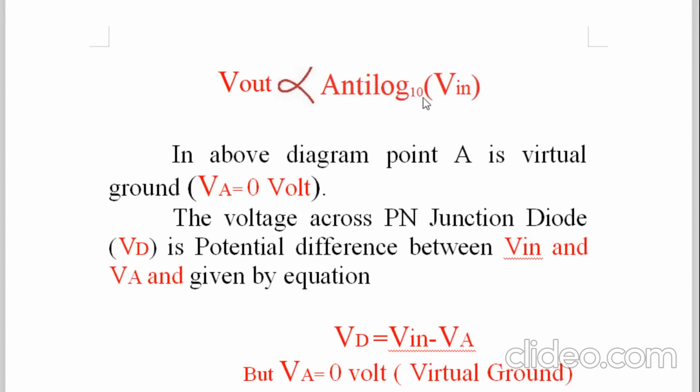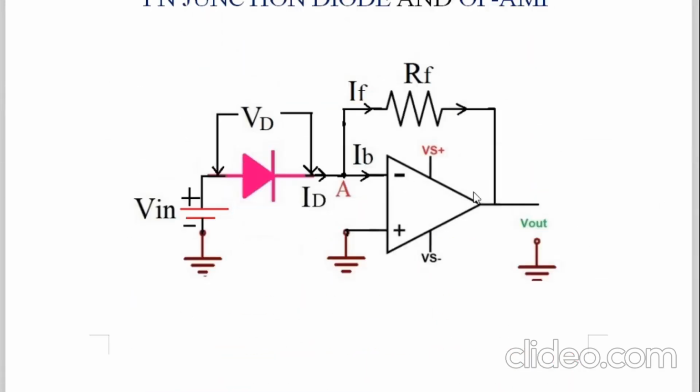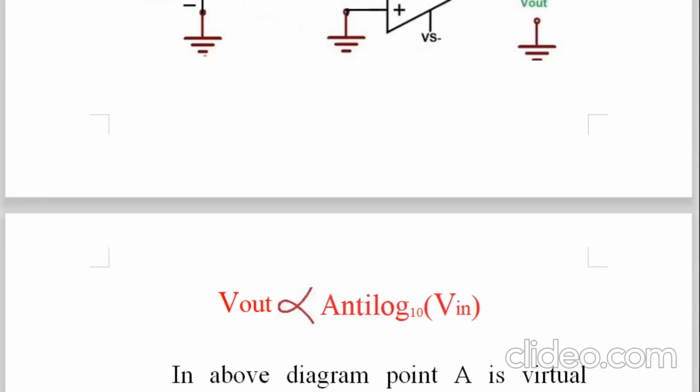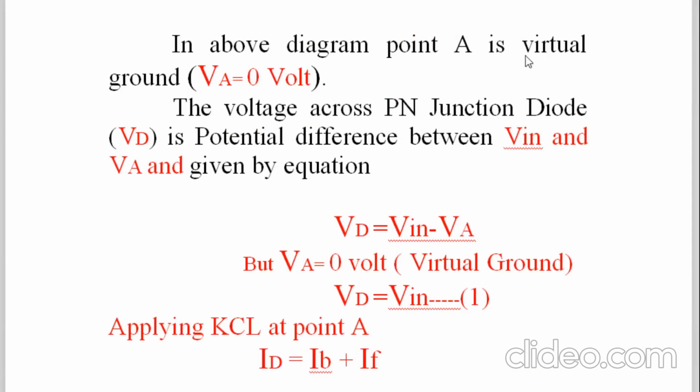That may be to the base 10, or to the natural logarithm, that is log to the base e. That comes into the proportionality constant if you convert log to the base e to log to the base 10 by 2.303. Now in the above diagram, point A is a virtual ground. All of you know that whenever feedback is done here, this point of the op amp is called virtual ground, and this point has a voltage of 0. So VA is equal to 0.